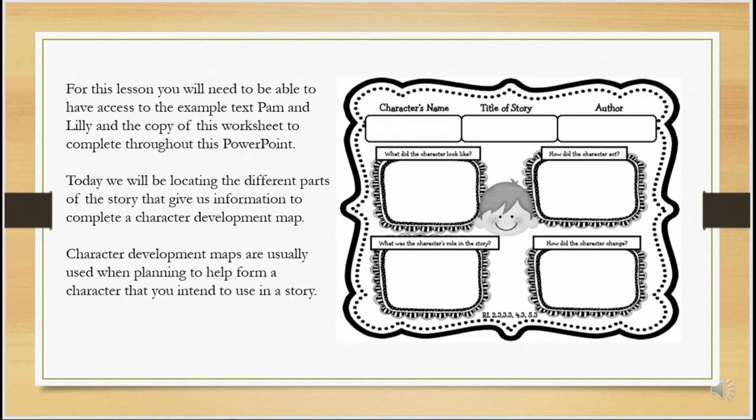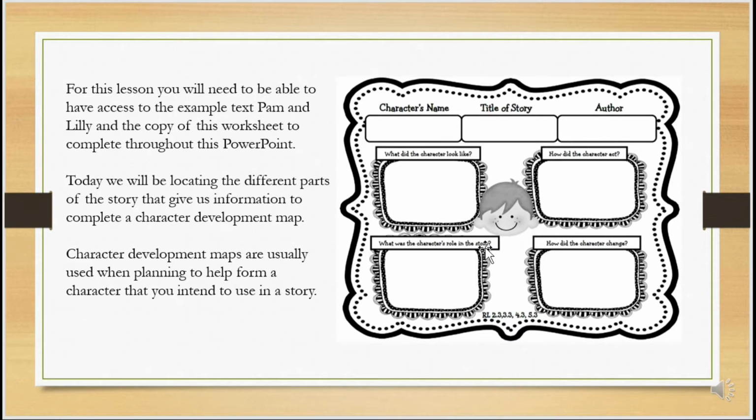So today we're going to be having a look at working through this worksheet, which is a character development map. We're going to be basing this part of the lesson off our text of Pam and Lily. If you want to have another look at that text, you can go back to Monday's PowerPoint or video, and there's actually a reading of Pam and Lily in there, or there's also the document that you can download off One School if you need to have another look.